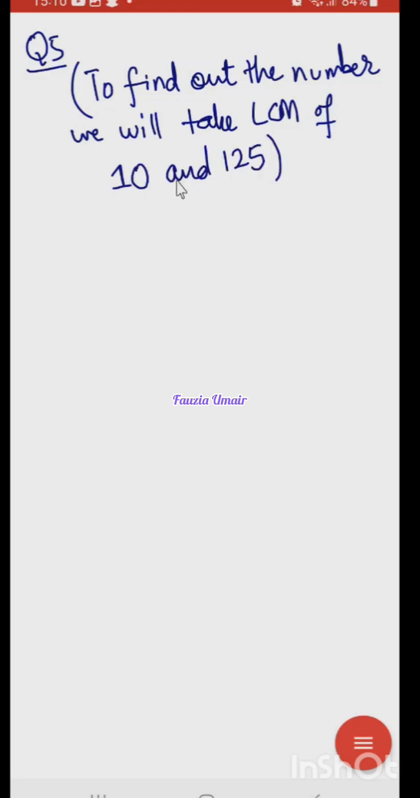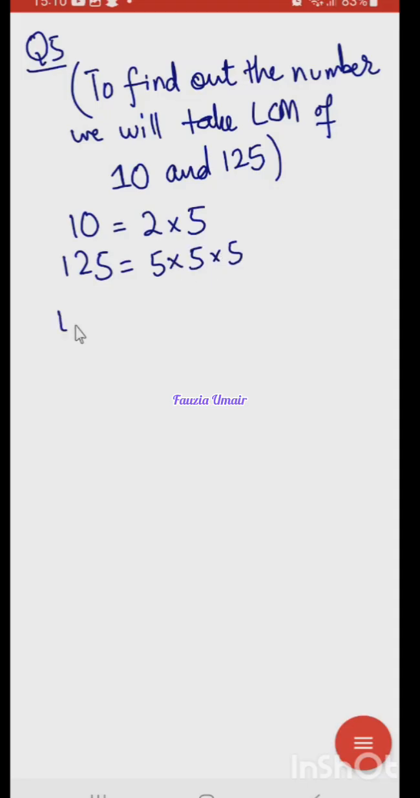देखिए, लेट्स राइट इट डाउन इन फॉर्म ऑफ प्राइम फैक्टर्स. 10 के फैक्टर्स क्या है? 2 into 5. और 125 के क्या फैक्टर्स हैं? 125 इज अ क्यूब नंबर. किसका क्यूब है 125? 5. 5 का क्यूब है. सो दीज आर द फैक्टर्स ऑफ 125.